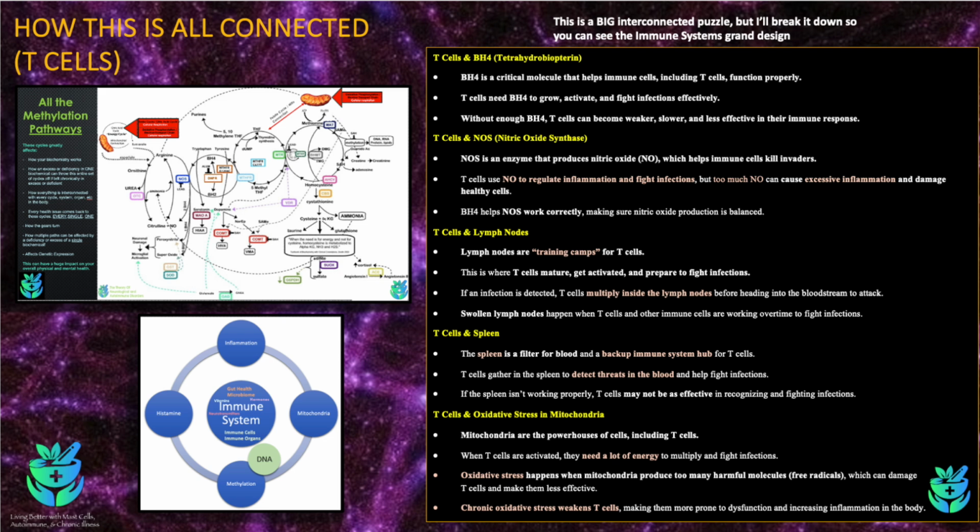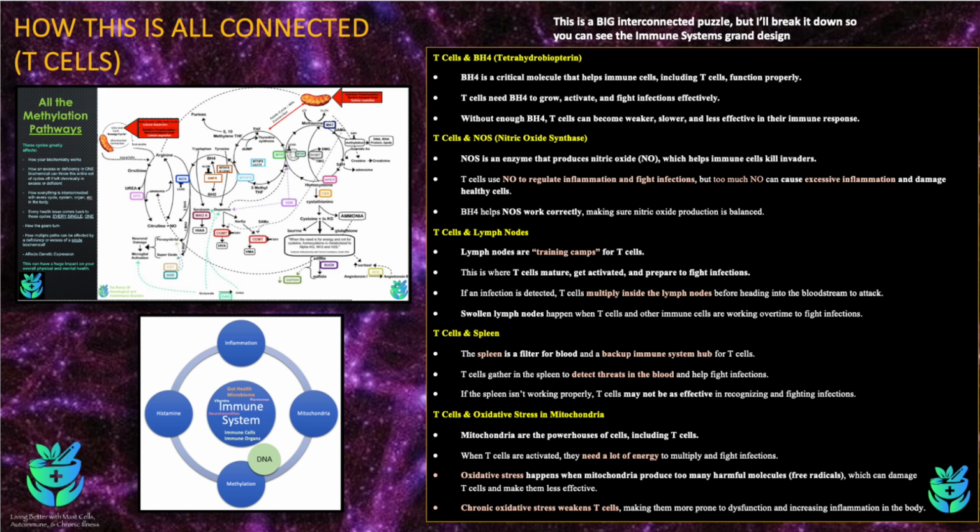T cells and your spleen. The spleen is a filter for blood and a backup immune system hub for T cells. T cells gather in the spleen to detect threats in the blood and help fight infections. If the spleen isn't working properly, T cells may not be as effective in recognizing and fighting infections.